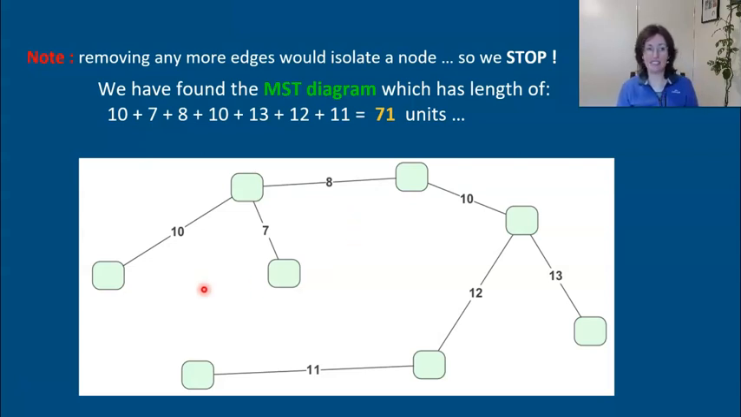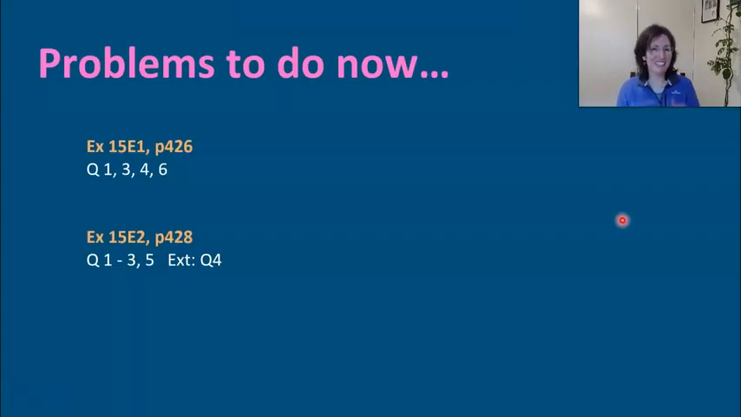What's its length? You add up the numbers. Doesn't matter which order you add them up. We've got 10 plus the 7 plus the 8 plus this 10 plus the 13, the 12, and the 11 to get 71 units. So there's how we do minimum spanning trees. There's some questions to do. Thanks for joining me.